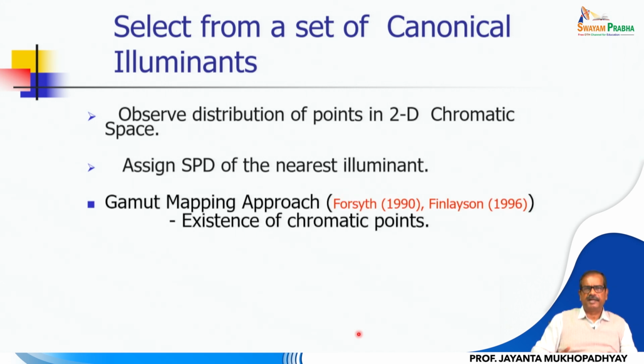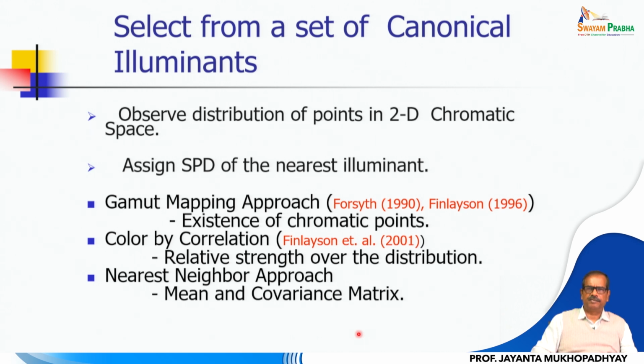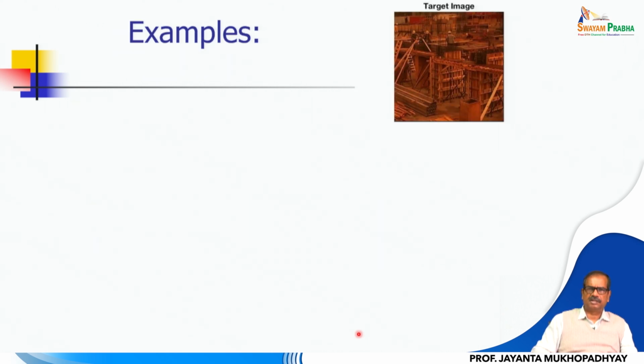So, there are gamut mapping approaches, and then there are color by correlation approaches. How are these distributions compared? How the distribution of the XY points, or chromatic points, for your input image and the respective distribution of those points which are recorded for a light source, how they are matching. So, those are the approaches. In the nearest neighbor approach, these distributions are also used.